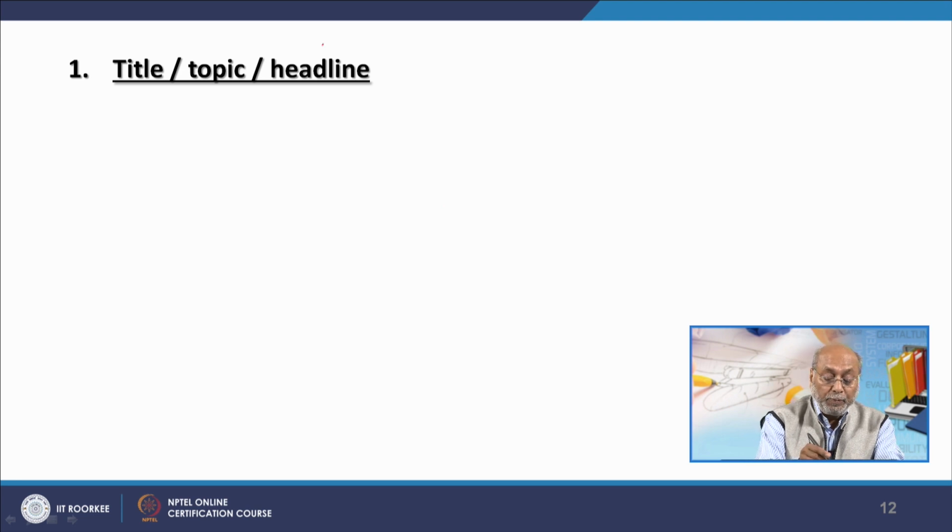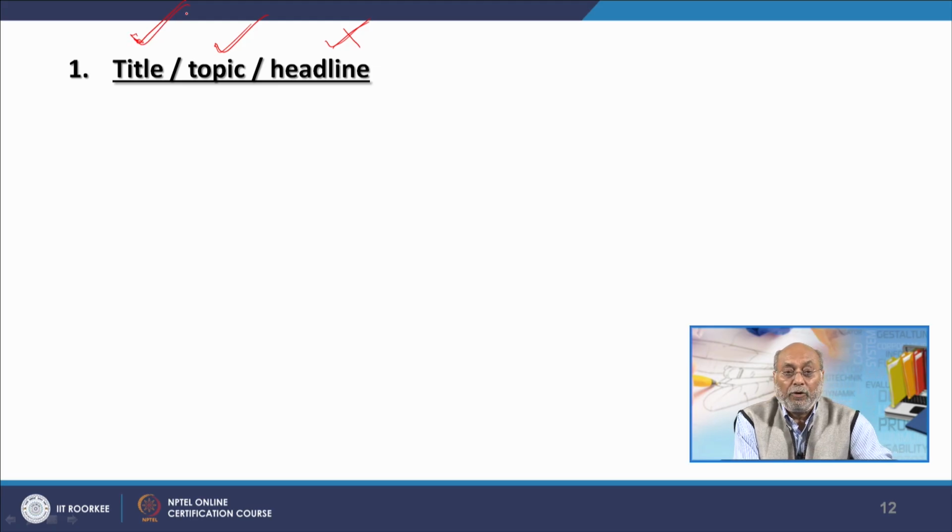Sometimes for newspapers the term headline is used, but in the scientific domain we do not use the word headline. It can be the title of your thesis or the topic of your research or paper. These two terms are more commonly used and are used interchangeably, whereas headline is mostly for news. So, either title or topic can be used.